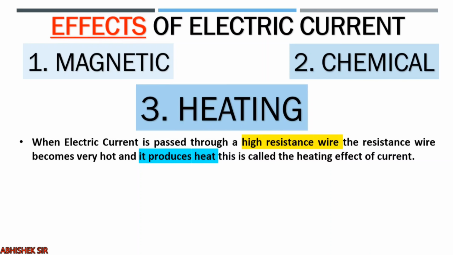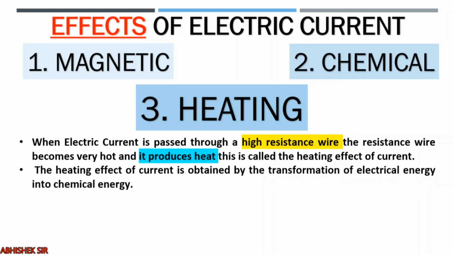When electric current is passed through a high resistance wire, the resistance wire becomes very hot. That means it produces heat, and this is called the heating effect of electric current, because due to electric current only, heat is produced in the wire, right? But what exactly is happening in this effect? The electrical energy is being transformed into heat energy, and that is only due to the wire having a very high resistance.